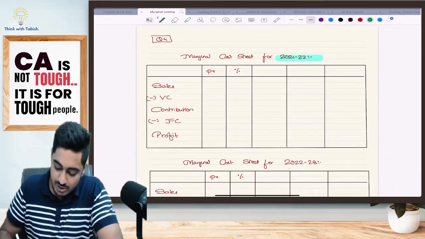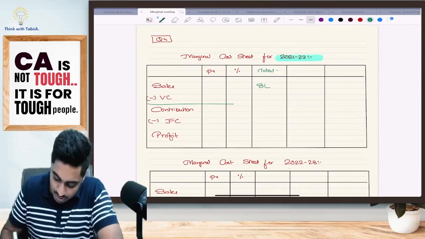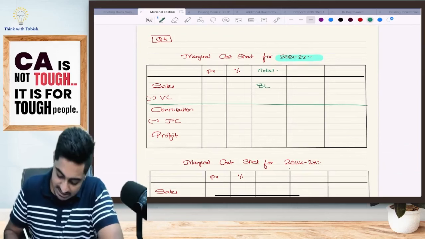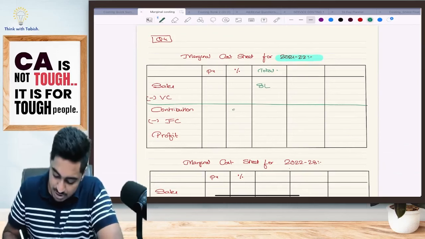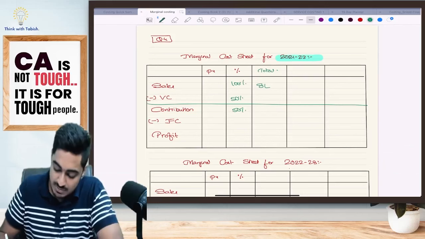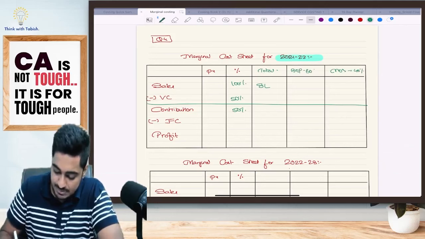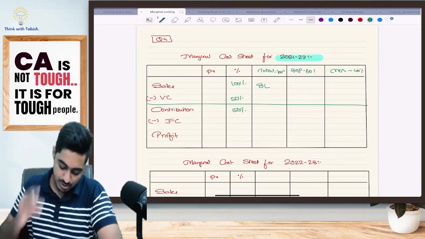Pay attention. 21-22. Total how much sale did I do, students? 8 lakh sale I did. Yes or no everyone? Yes sir. How much percentage is PV ratio? Sir, PV ratio is 50%. That means contribution is 50%, variable cost is 50%. Okay sir. How much is margin of safety? Sir, margin of safety is 40%. That means my BEP should be 60%. Yes or no? Okay sir.